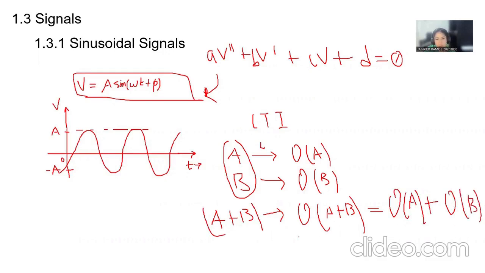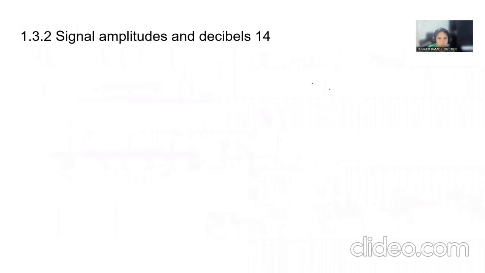This is very important to understand because for the analysis, amplifier analysis, of BJT transistors, we're going to use this property first to analyze DC circuits and then to analyze AC circuits. Okay, let's move next.